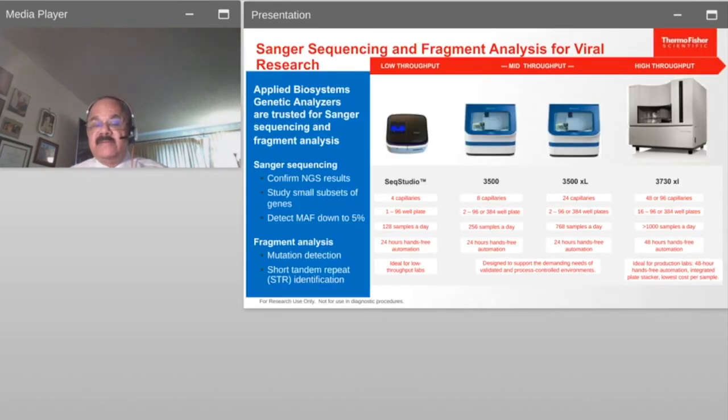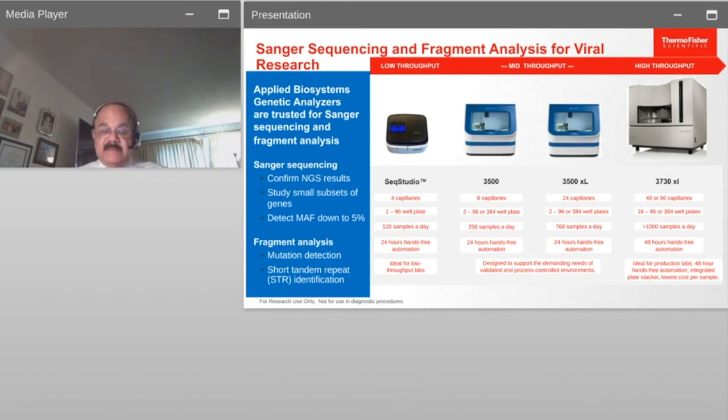On this slide, you see our Sanger sequencing instruments. These can be used for single amplicon sequencing. We have a couple of collaborations in South Africa where they use this extensively for sequencing the S gene. They do provide mutation detection and can also be used for other applications.